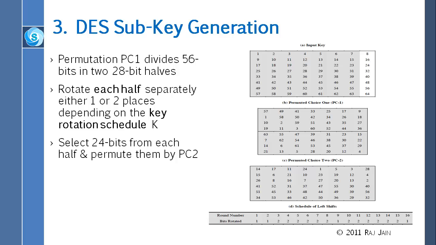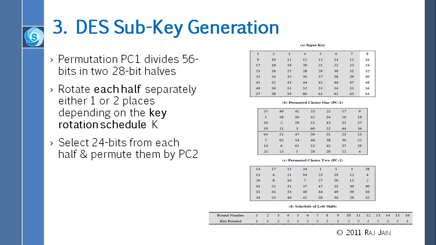Now, out of 28 bits, we are going to rotate. When we say rotate left, when we say left circular shift, that shift is not for the whole 56 bits, but for 28 bits. So this is rotated.